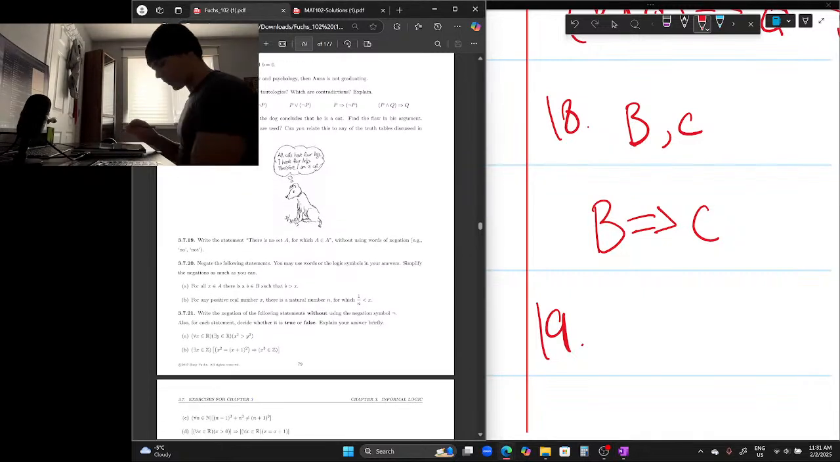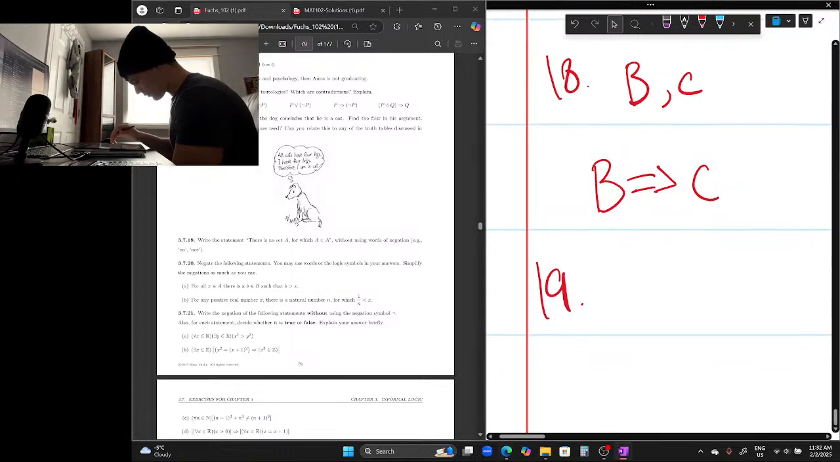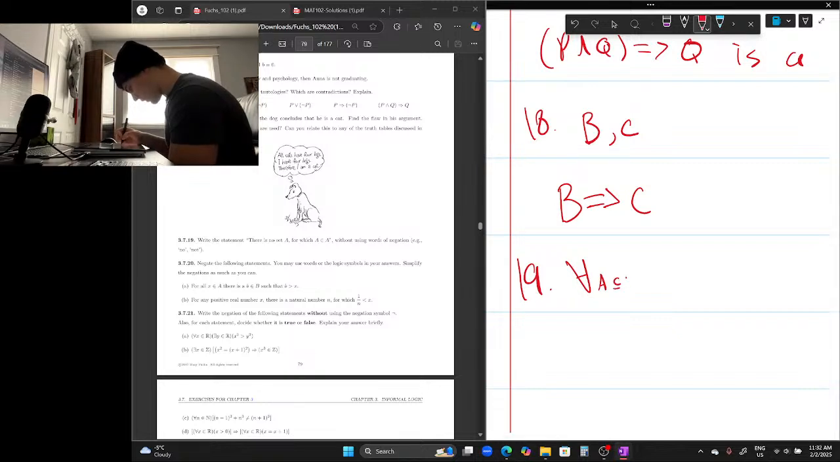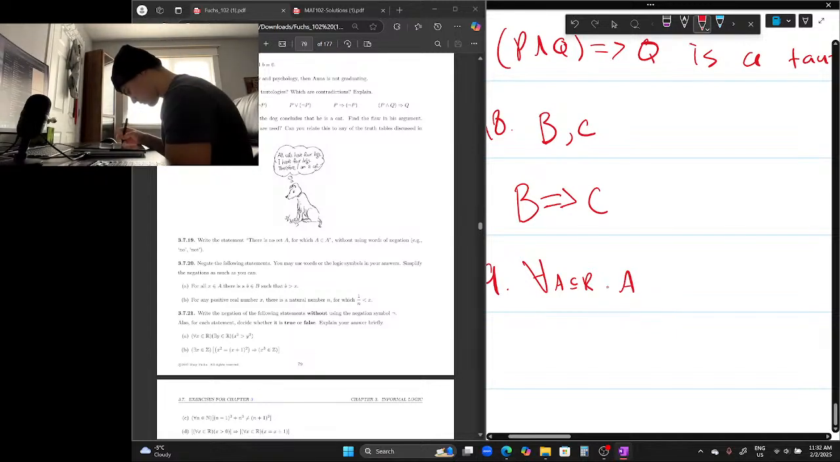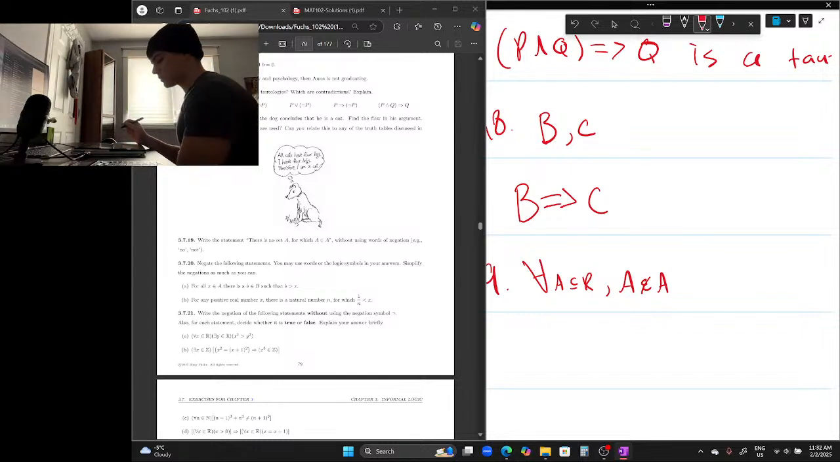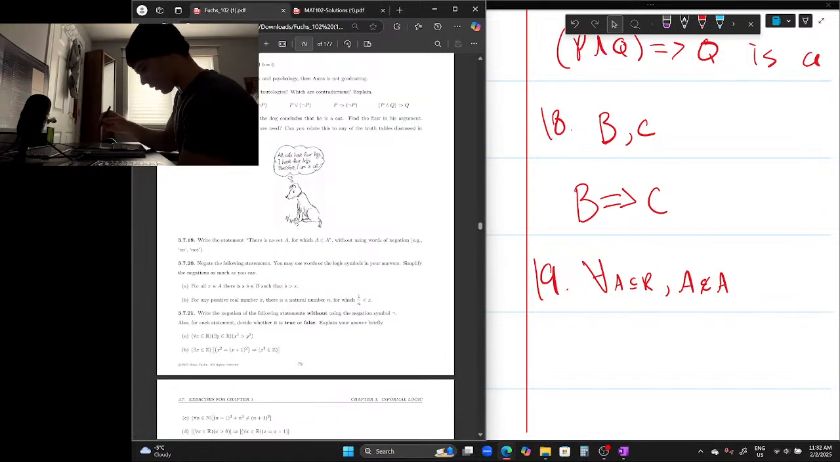Write a statement: there is no set A for which A is an element of A, without using words of negation. No or not. I guess for every A, which is a subset of the real numbers, A cannot be in A. I think, let's see if that's true. For every set A, we have A is not in A. Okay, well, similar, I just wrote it using quantifiers.